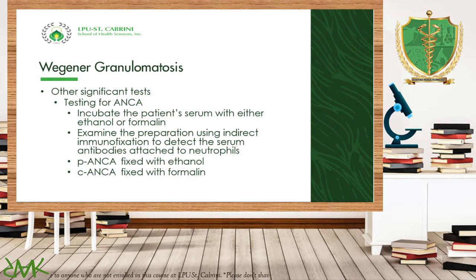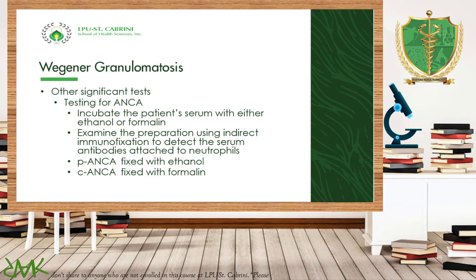Now, there are other significant tests for Wegener's glomerulonephritis. We have here testing for ANCA. The test for ANCA includes the following. We have to incubate the patient's serum with either ethanol or formalin. The purpose of that is for preservation. And then examine the preparation using indirect immunofluorescence, an immunological test, to detect serum antibodies attached to the neutrophils.